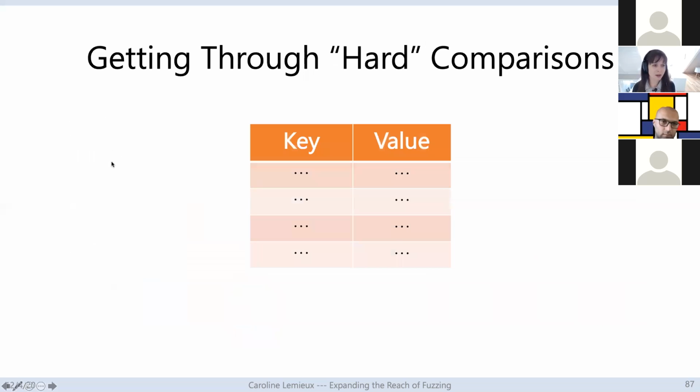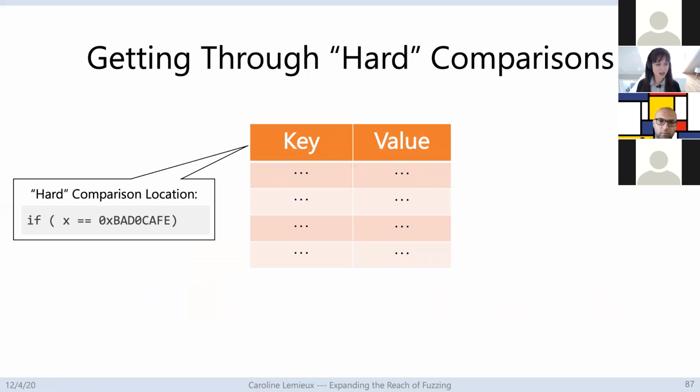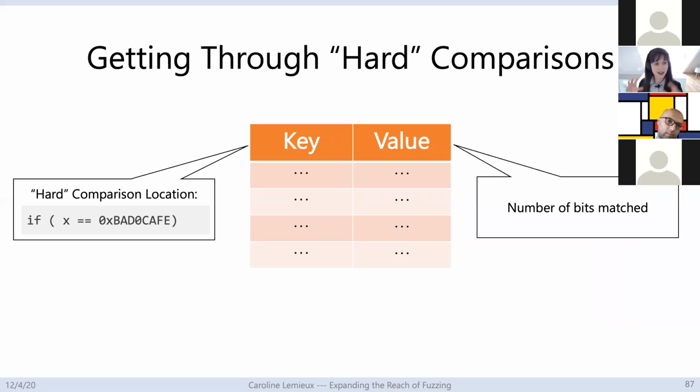But it turns out that the problem of getting through comparisons, you can again cast as this maximization problem. You can keep track of all the locations in the program where you have these hard comparisons and try to maximize the number of bits that are matched in each of those comparisons. You'll slowly generate inputs that maximize the number of bits matched and eventually satisfy the equality condition. And this is one of those cases where you'll see that at some point the maximal value will round out.